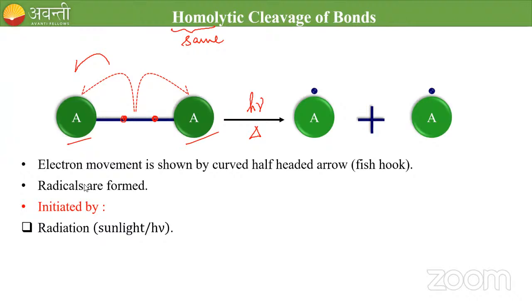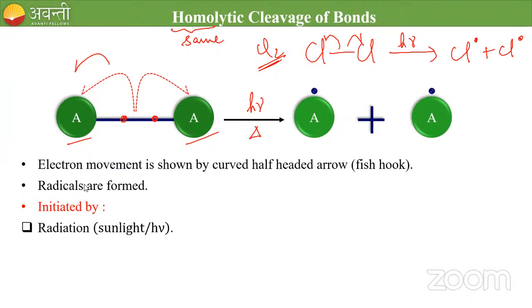For example, if I have a Cl2 molecule and it is exposed to sunlight, one electron will move towards one chlorine and the other will move towards the other chlorine. So I will get Cl dot plus Cl dot. Each one is called a radical. So the first initiator is sunlight or heat, light energy or heat energy.